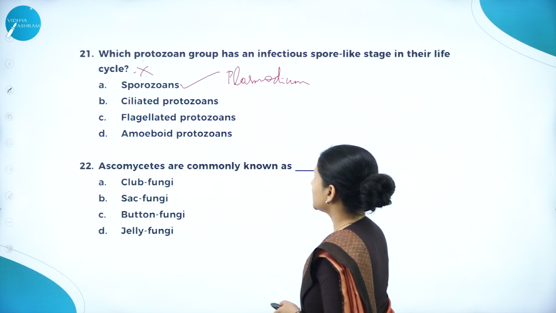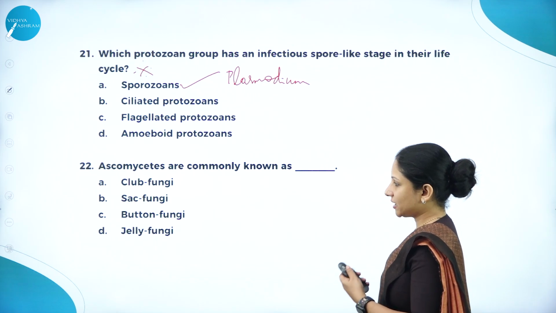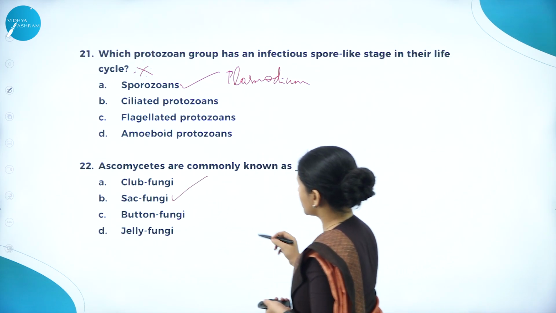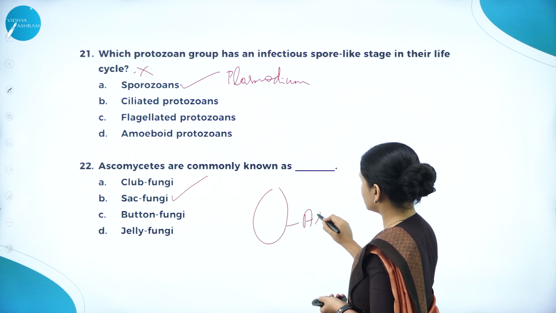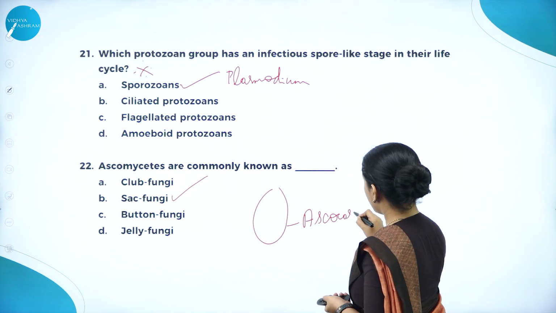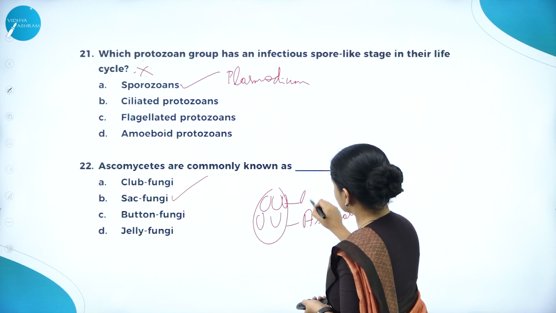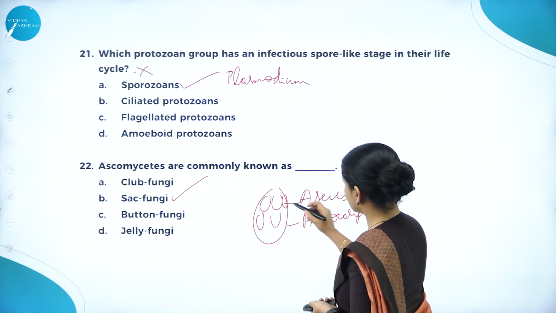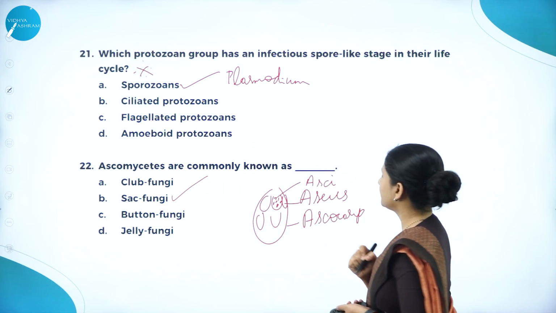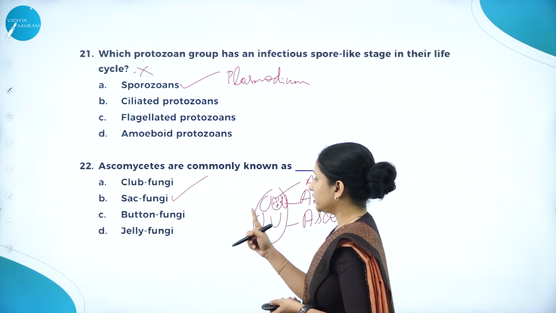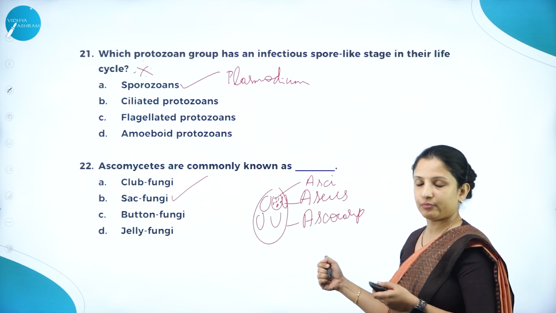Next, ascomycetes are commonly known as club fungi, sac fungi, button fungi, jelly fungi. It is commonly known as sac fungi because they produce sac-like structures, and these are called ascocarp. In this ascocarp, small structures called asci are produced, and in these asci, a lot of ascospores are produced. So ascomycetes are commonly called sac fungi because their fruiting body looks like a sac, a gunny bag. So that is why.